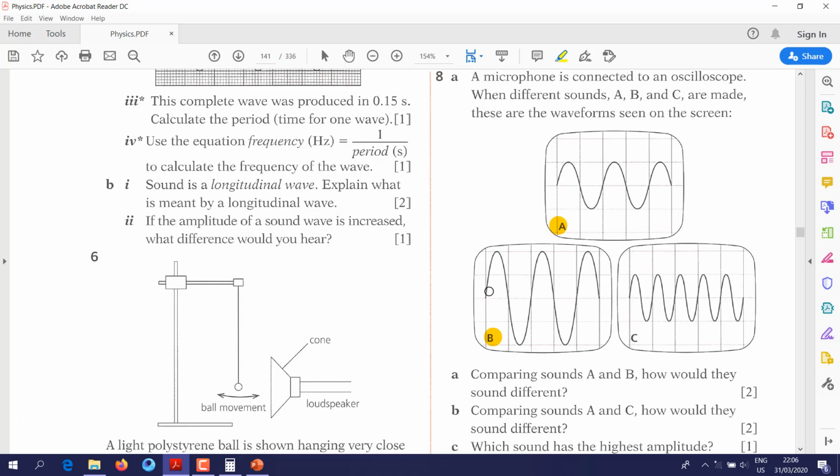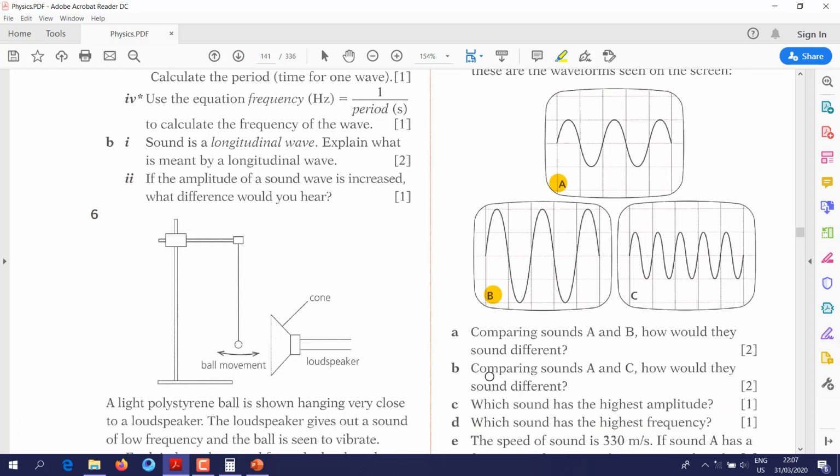So what's the difference now between A and B? If you look at the waveform of A and B, you will see they differ by the amplitude. So the amplitude of B is higher, bigger than A. So if the amplitude is bigger, that means this sound will be louder. So the answer for A is: sound B is louder than sound A.